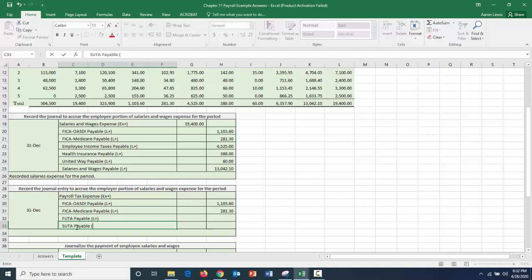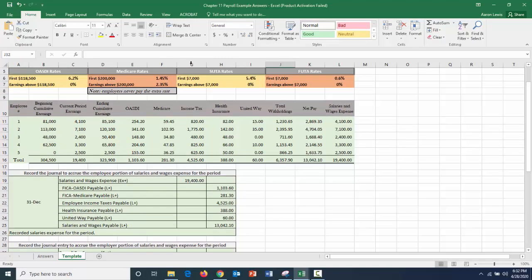State unemployment, federal unemployment. Well, how much is that going to be? Well, we'll go up and look at our rates, and we see that for each employee's first $7,000 of earnings, 5.4% of that has to go to the state, or the employer has to match 5.4% of that to pay to the state. They also have to match 0.6% of that to go to the federal government, but it's only on the first $7,000 of earnings, which means employees 1, 2, 3, and 4 all had beginning cumulative earnings way above $7,000, so they're no longer subject to have to pay FUTA or SUTA taxes on their earnings.